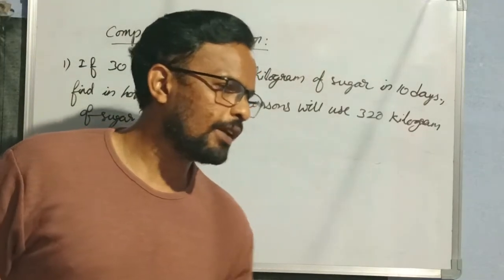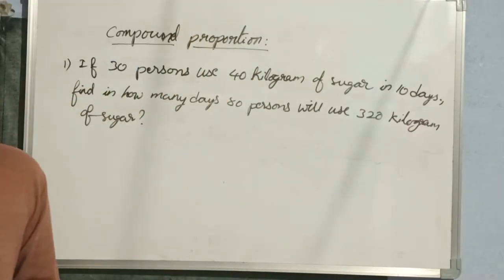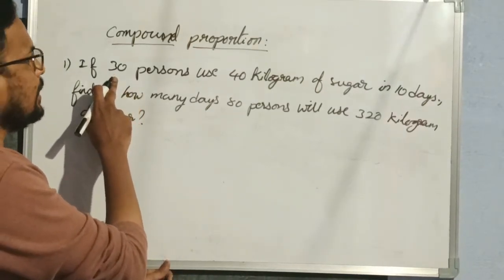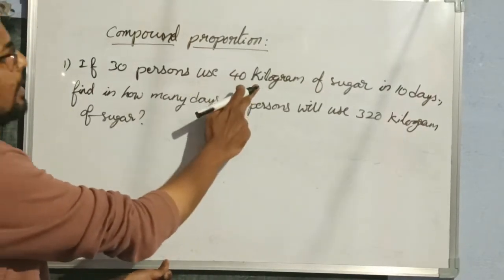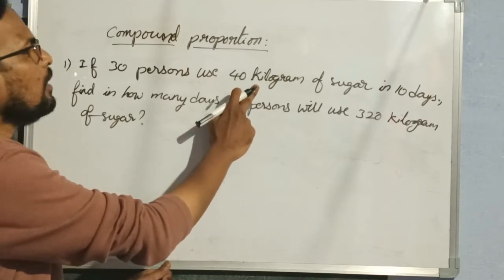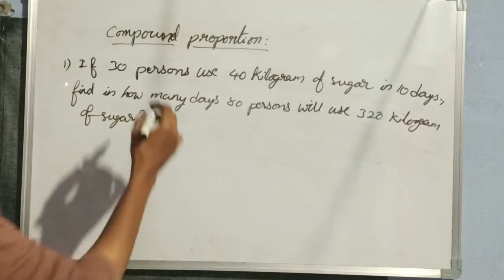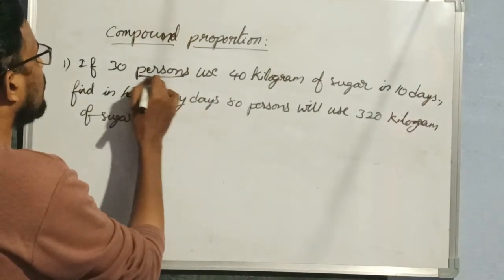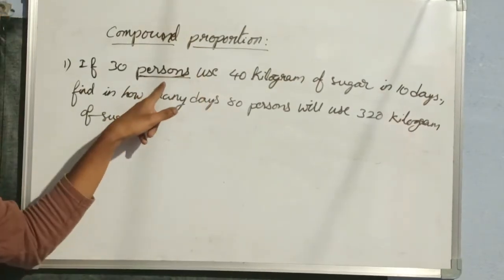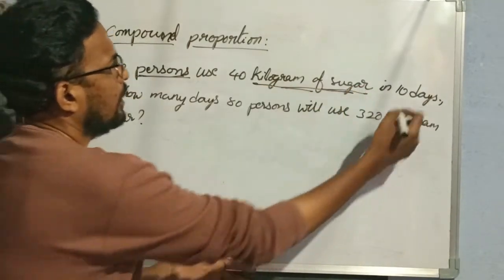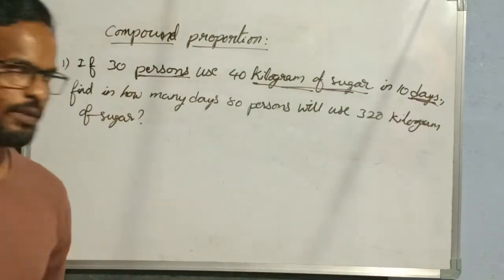This question is related to compound proportion. How can we know that? Because here how many quantities are there? Three quantities. One is persons, second one is quantity of sugar, and third one is number of days. Okay. So here how many quantities we are using? Three quantities. First one is persons. Next one is kilograms of sugar. Next one is number of days.